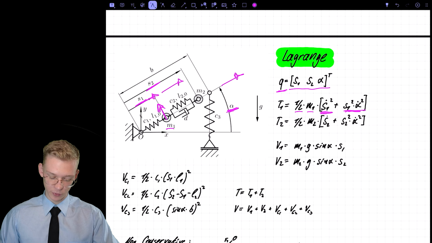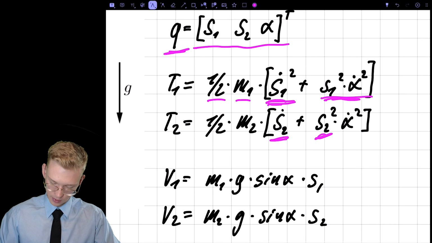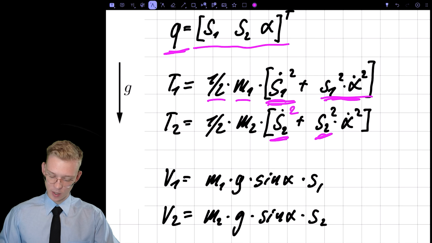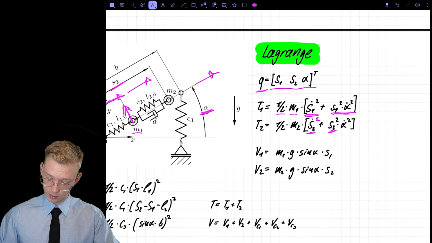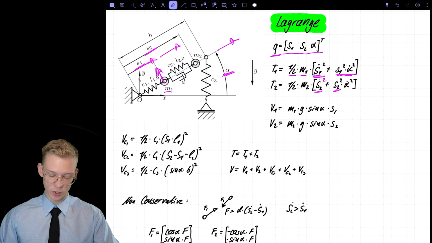The same is true for mass 2. In this case, we just replace S1 with S2, and don't forget the square here. So we have S2 dot squared plus S2 squared times alpha dot squared. So now we have the kinetic energy.